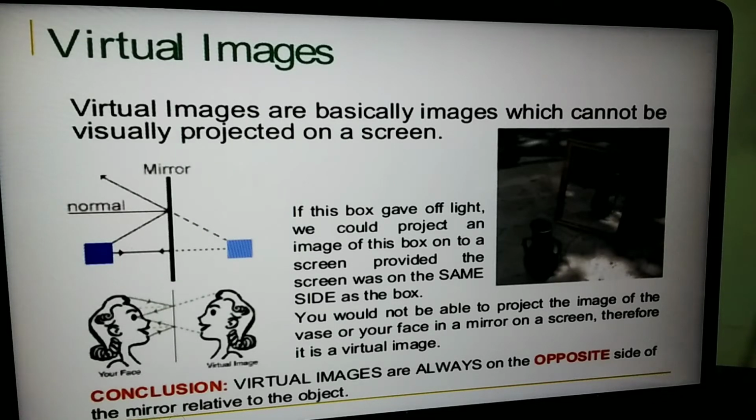You would not be able to project the image of a vase or your face in a mirror on a screen. Therefore, it is a virtual image. Virtual images are always on the opposite side of the mirror relative to the object, and they are always upright.